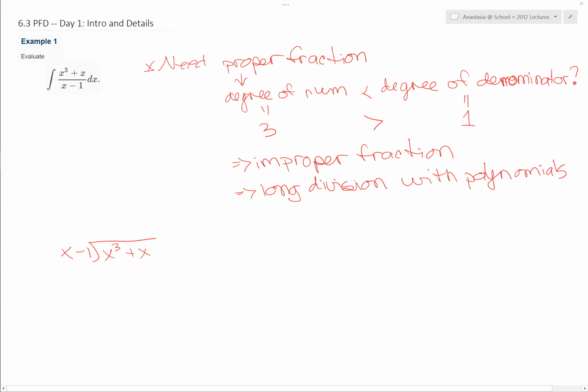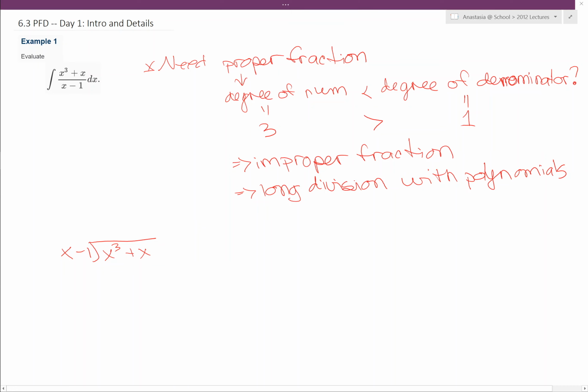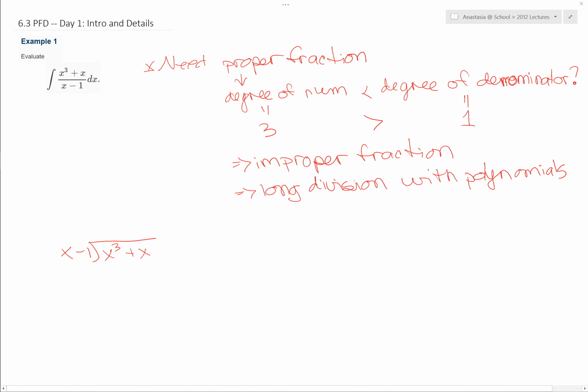Now we have to think, what do we multiply x by in order to get to x cubed? So that is x squared. Then we take x squared, multiply it by the x, so that we get an x cubed. We multiply it by the negative 1, so we get negative x squared, and then we subtract.